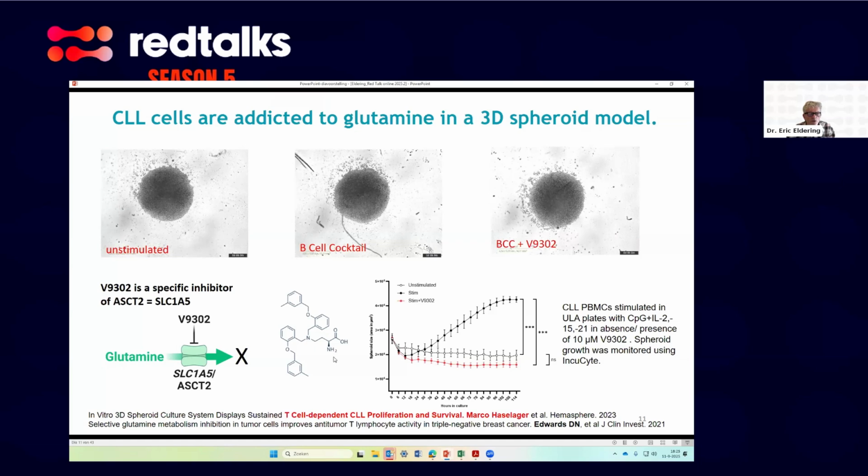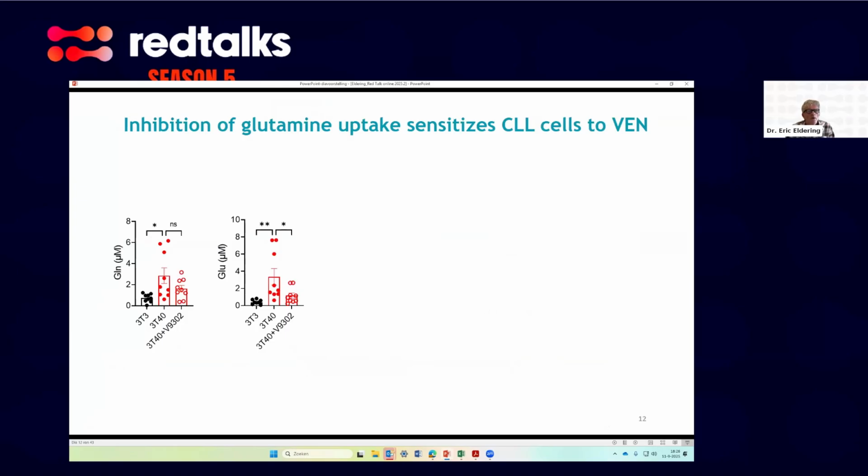And we've been using this compound, which has been developed actually for therapeutic purposes and has been tested in mice. We've been using this as a tool a lot in our studies. What we also did, besides the effect of glutamine incorporation into the CLL cells, we've also studied its role in protein synthesis and resistance to venetoclax.